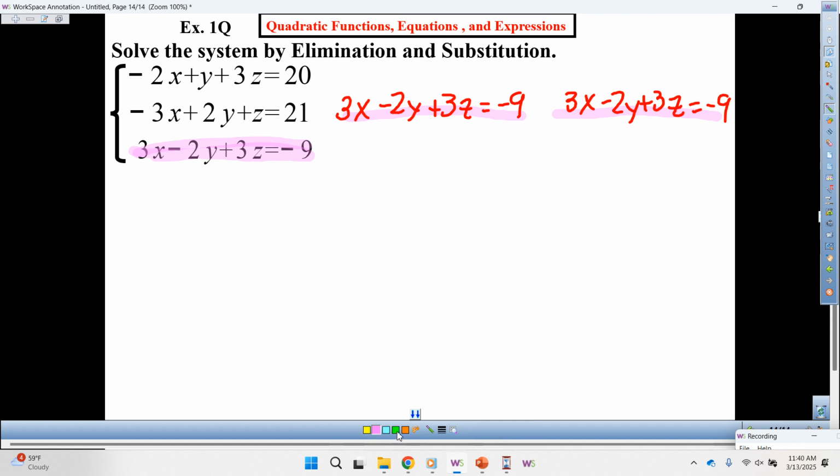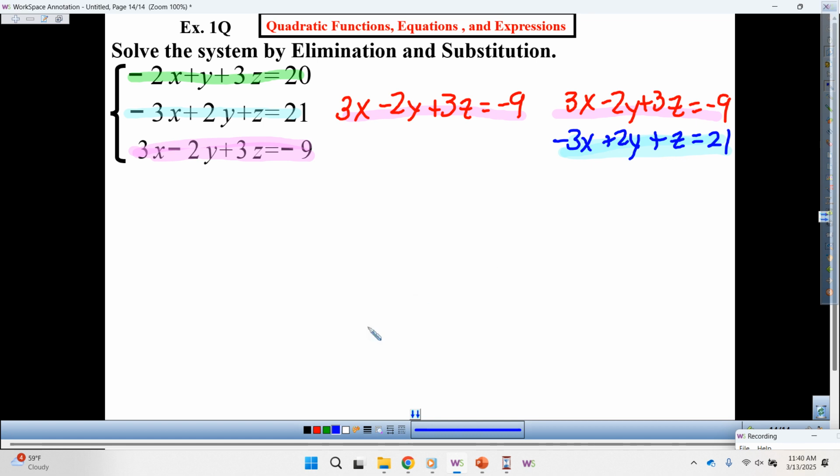All right. So then we have, this one's our green one. The other one's our blue one. Now the blue one, since it already has a positive 2y, we don't need to change that. I'm going to write it over here. So let's just write it as is, negative 3x plus 2y plus z equals 21.